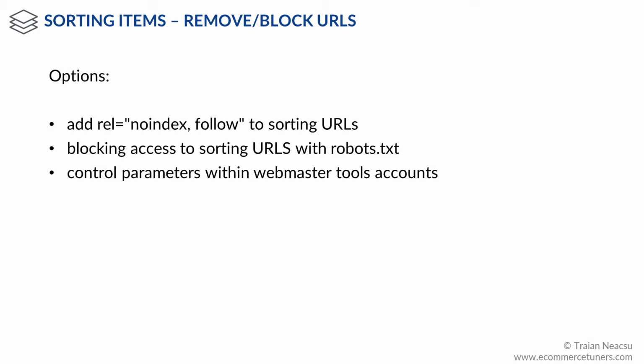You can address sorting by removing or blocking sort order URLs. This requires either adding rel noindex,follow to sorting URLs or blocking access to them altogether using robots.txt or within Google Search Console.